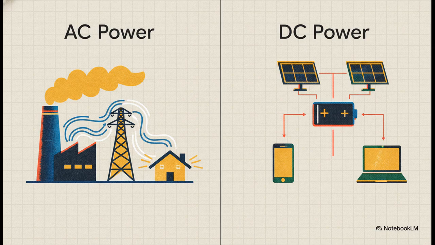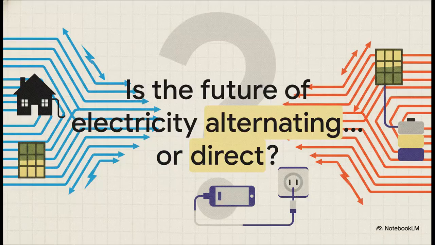So where do you actually run into these? Well, AC is the stuff that comes out of your wall outlets. It's what powers the whole grid because it's so easy to change its voltage with transformers. DC, on the other hand, is the world of batteries. Your phone, your laptop, your car, even solar panels, they all operate on or produce that nice steady flow of direct current.